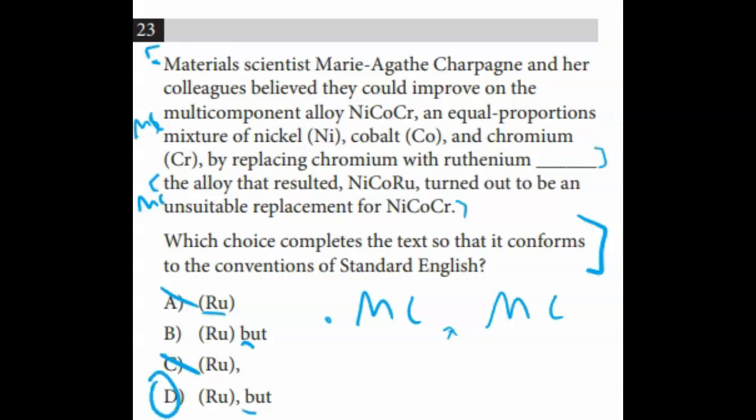And I'm going to say D is the correct answer because when you're using a but, and but is fancy for coordinating conjunction, you need a comma between main clauses. So you need a comma and a but to separate these two main clauses. So D is going to be the correct answer, and that's why B is wrong. And D is the correct answer for number 23.